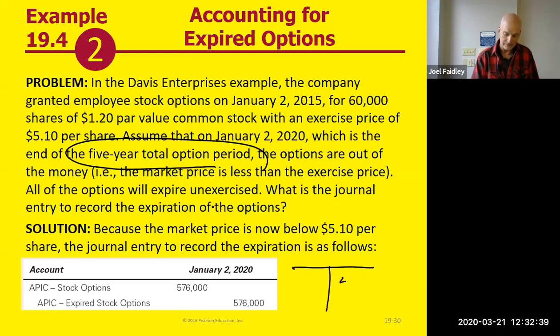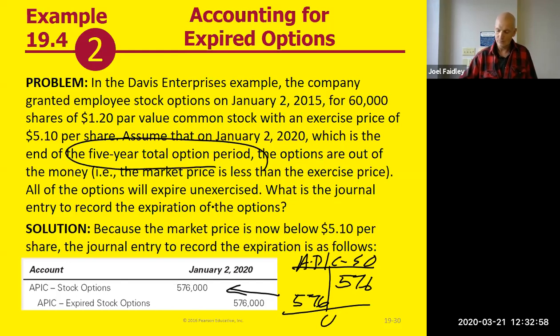Which has been sitting there with that 576. What are you going to do? You're going to take it out of that with a debit, make that 0, APIC, stock options, and you're going to put it to another equity account called expired stock options. It's just a way to highlight that there were options out there at some point and they were never exercised. All right, very simple.